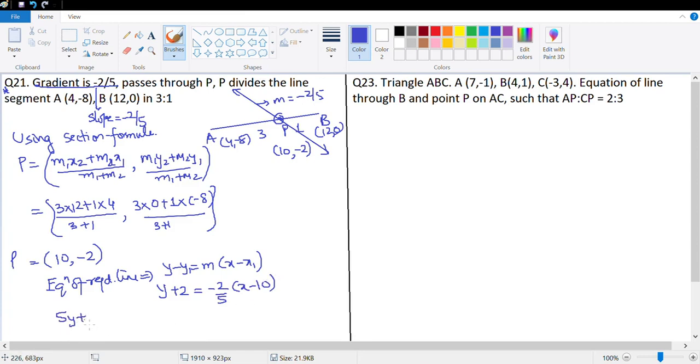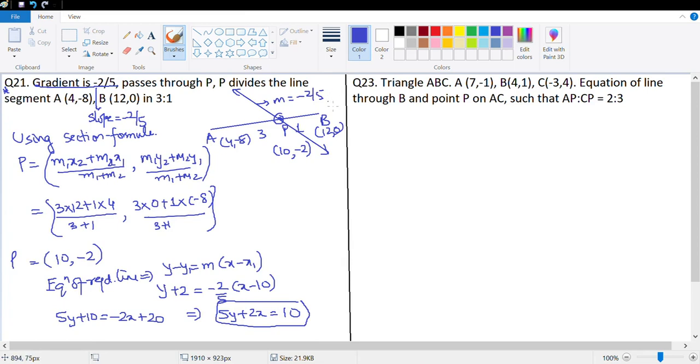5y plus 10 is equal to negative 2x plus 20. Now let's take y and x on the same side and numbers on the other side. So 5y plus 2x is equal to 20 minus 10, which is equal to 10. So the equation required is 5y plus 2x is equal to 10. Interesting, right? Let's look at the last question of this exercise, which is question number 23.